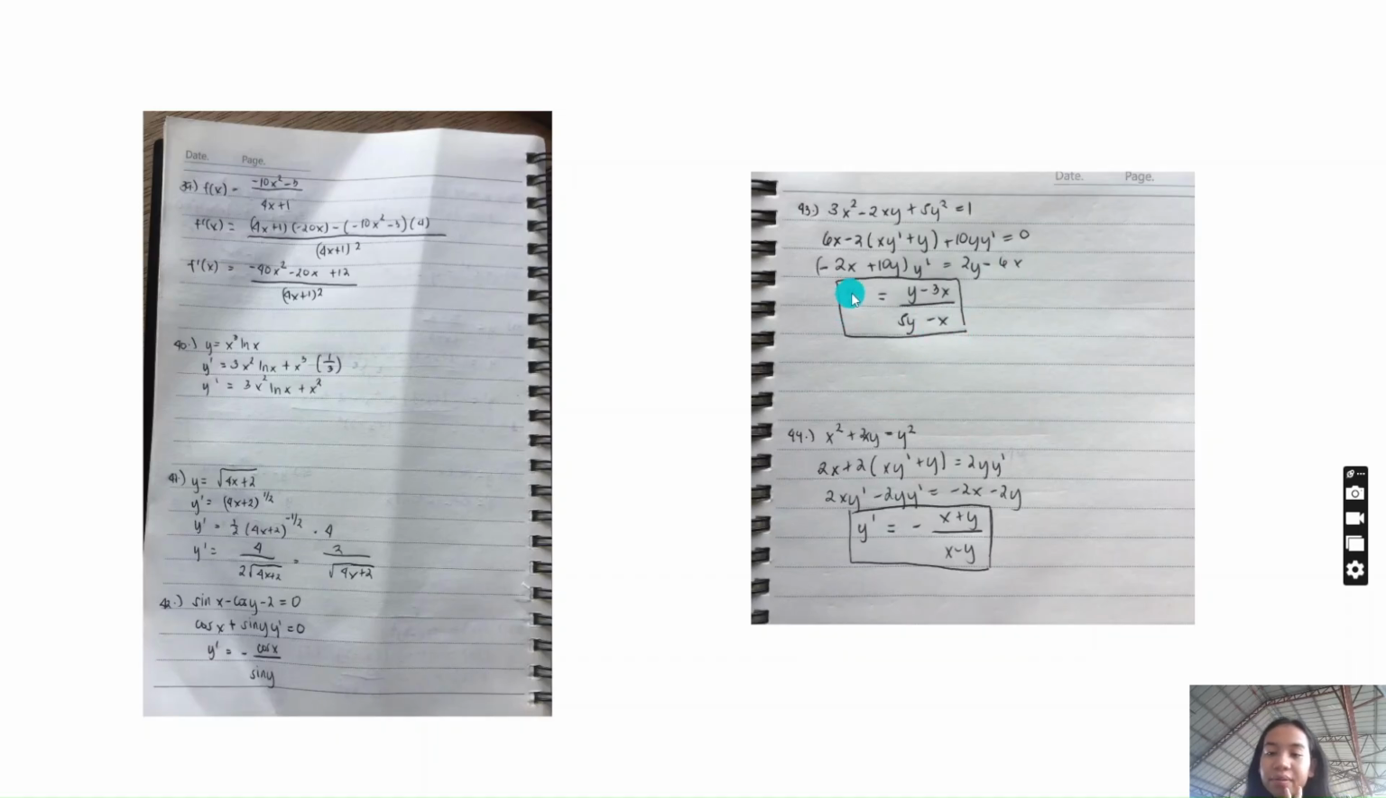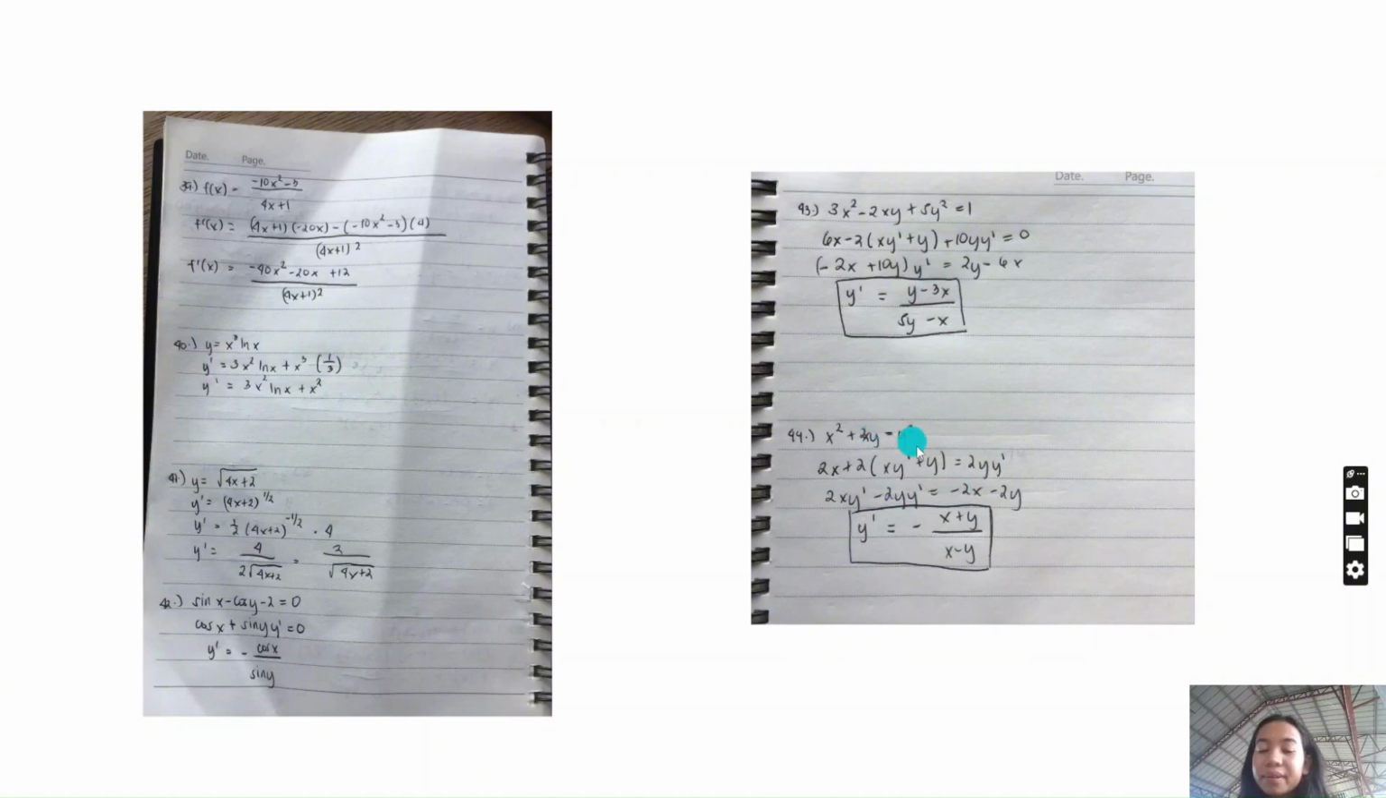And then we remain here with negative 2x plus 10y y prime as factored from negative 2xy plus 10y prime. Since we have transposed the 2y from there, since negative 2y transposed became positive, so that's 2y, then 6x became negative 6x. So dividing both sides by negative 2x plus 10y, we will now obtain our answer, which is y prime equals y minus 3x all over 5y minus x. And that's simply how we obtain number 43.